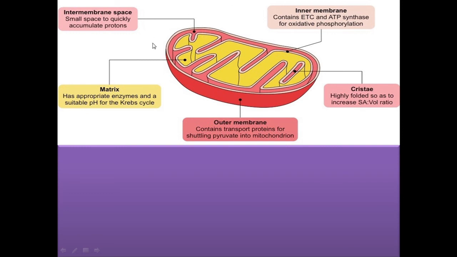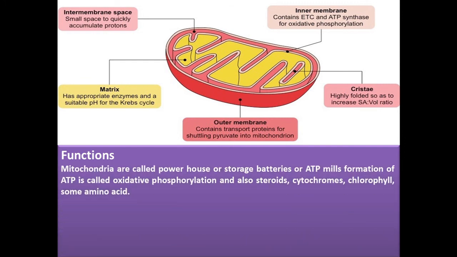Now we will see other functions of mitochondria. The mitochondria are called powerhouse or storage batteries or ATP mills. Powerhouse we all know. They are also known as storage batteries because they are storing ATP, and also known as ATP mills, as they have the enzymes of oxidative phosphorylation, so they can synthesize ATP.